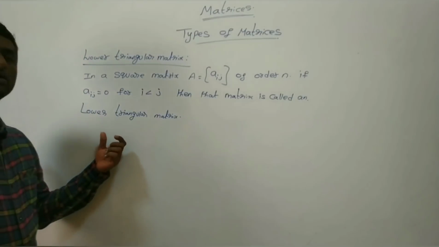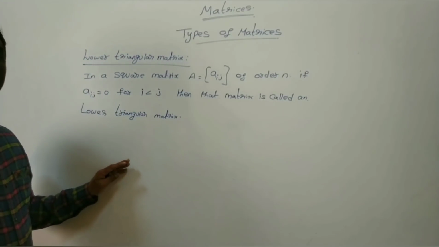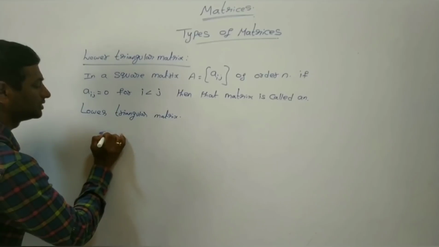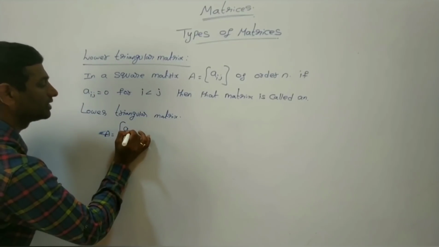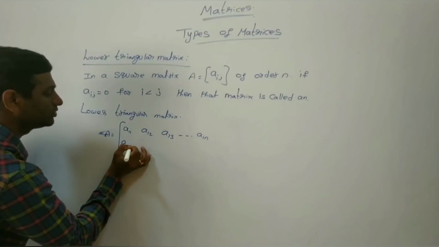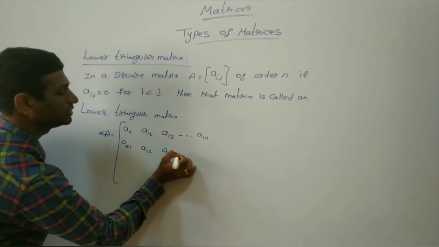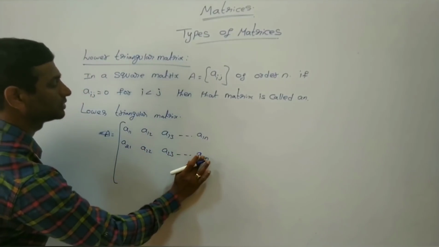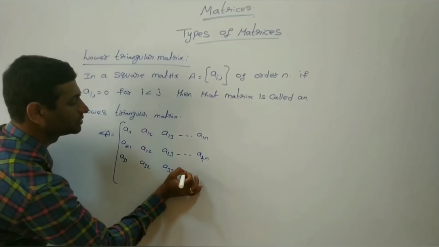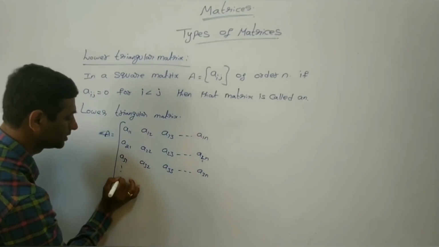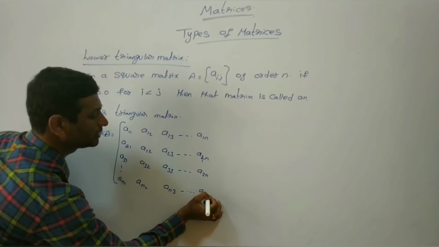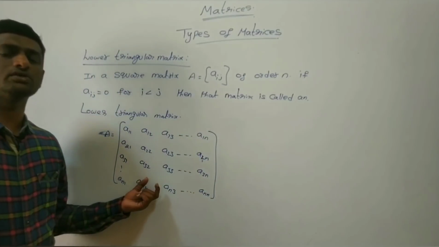Now we will see the general representation of a square matrix and how it will be a lower triangular matrix. For example, A is equal to A11, A12, A13, so on, A1n; A21, A22, A23, so on, A2n; A31, A32, A33, so on, A3n; last An1, An2, An3, so on, Ann. This is a general representation of a square matrix.